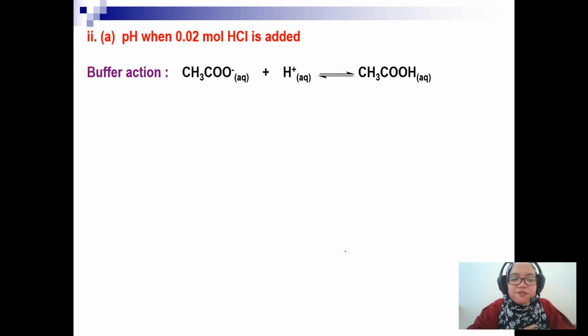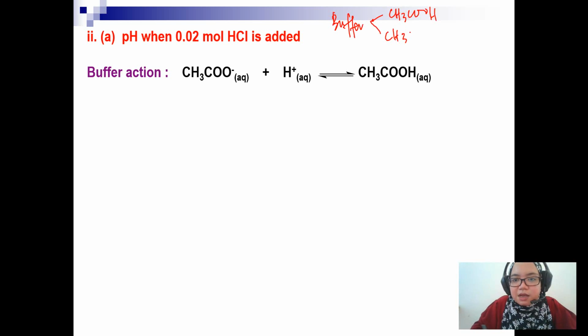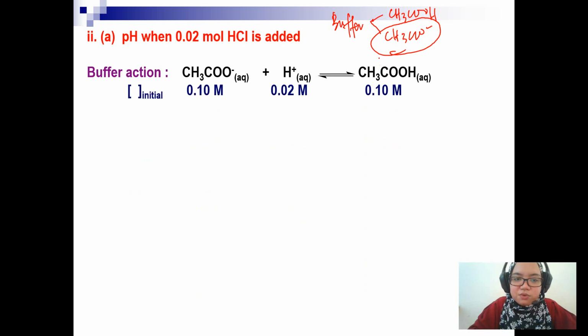So we know our buffer action here is due to our acidic buffer. The buffer solution consists of acetic acid and ethanoate ion. So when hydrogen ion is added, the one that will react is the ethanoate ion. That's why we say here the buffer action equation is ethanoate ion reacts with the added H plus to form acetic acid. Okay, so this is the first one.